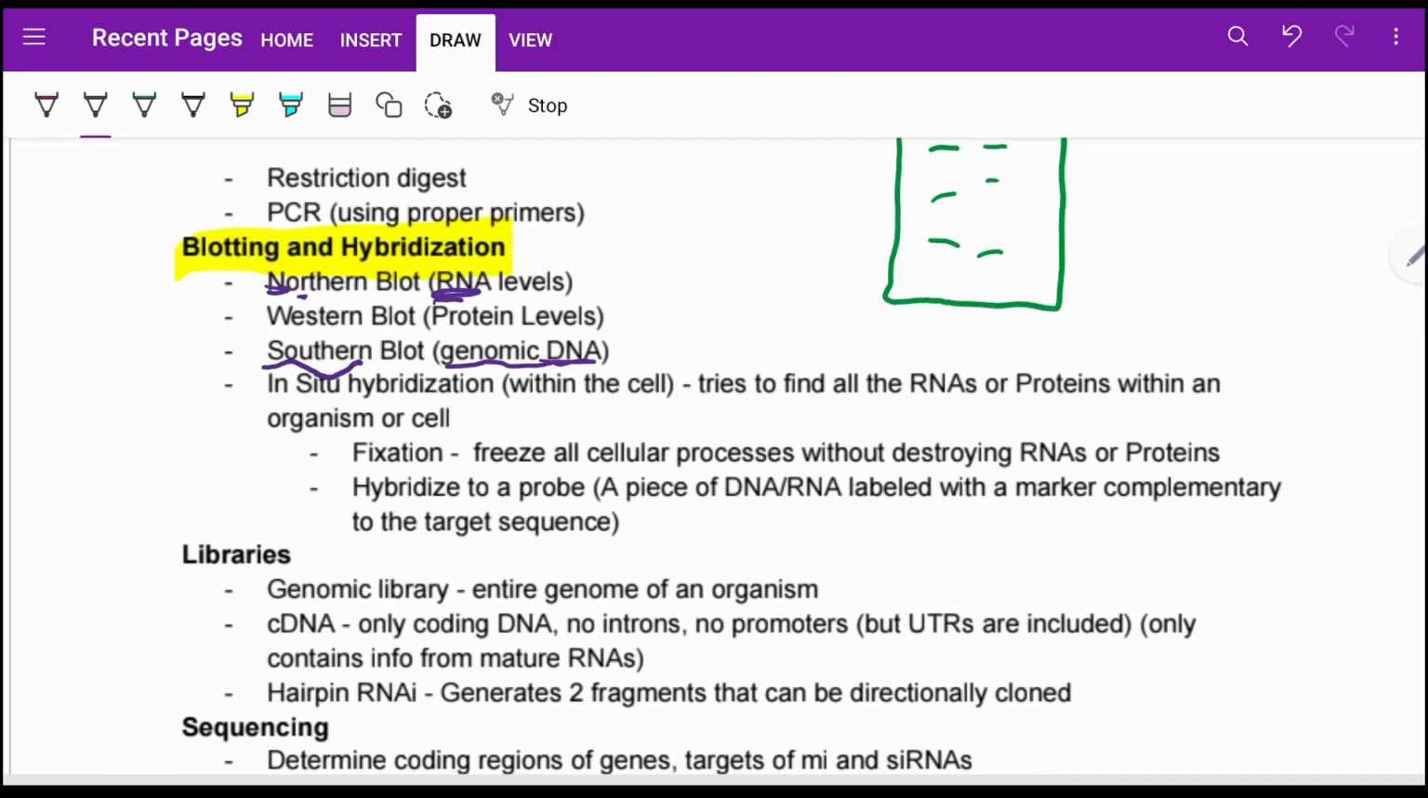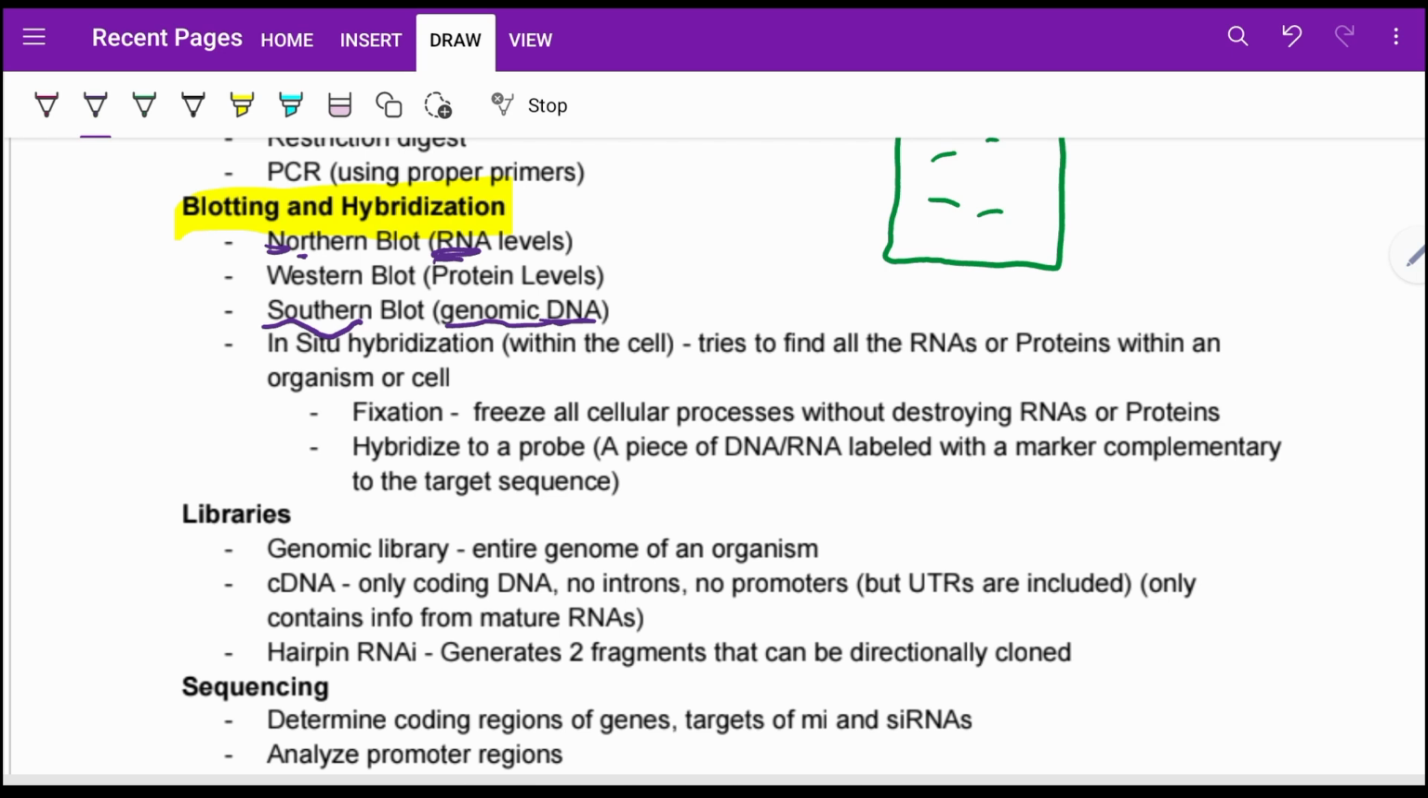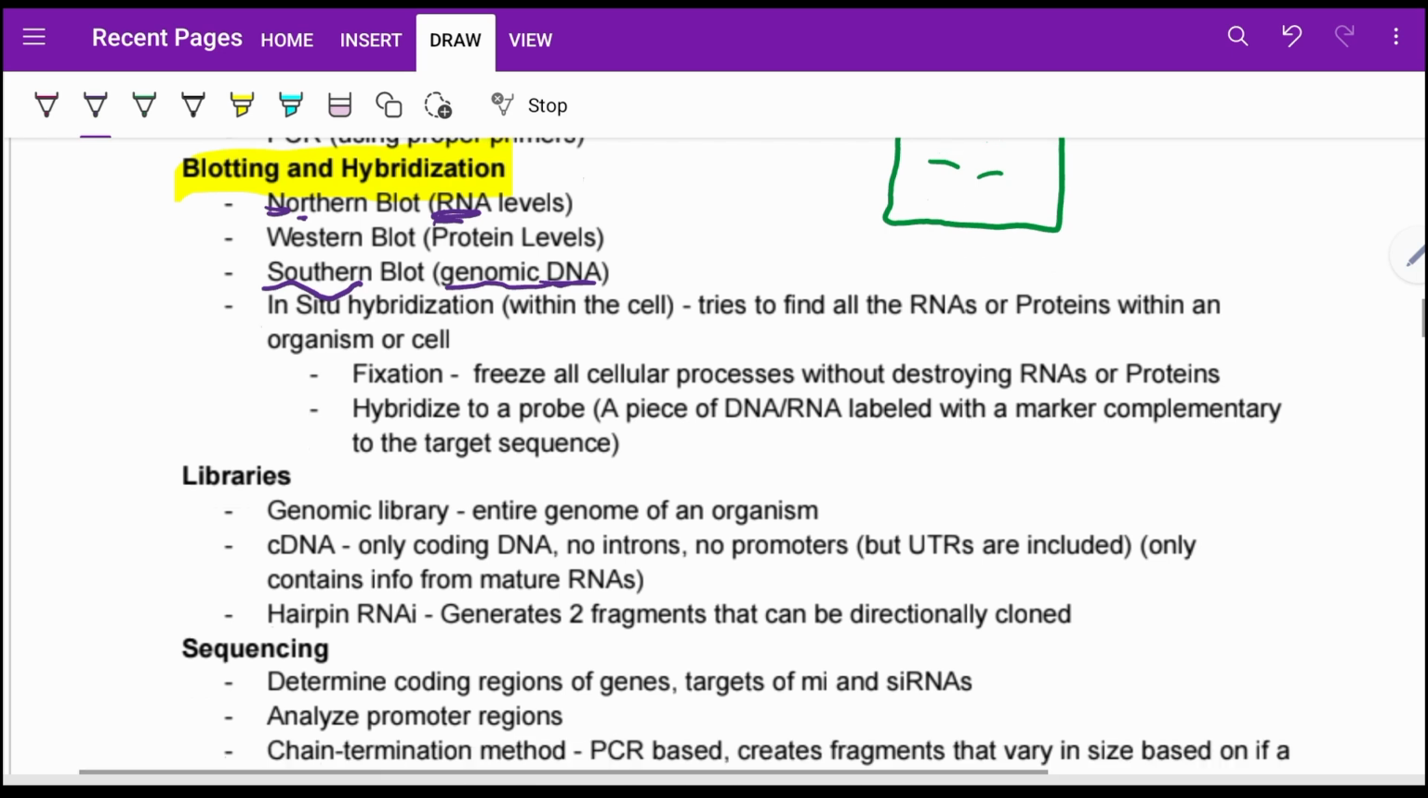We also have in situ hybridization. In situ means within the cell, and we find all of the RNAs or proteins within an organism in a cell by basically freezing the cell, but keeping everything intact, and then washing it with probes that will attach to any of the desired RNA or protein. Those probes will be labeled with like a radioactive marker. So then when you look at them under a microscope, you can see all of the target RNAs or proteins that you're looking for.